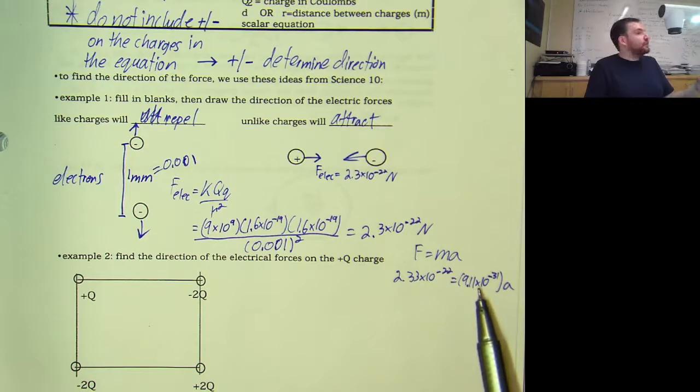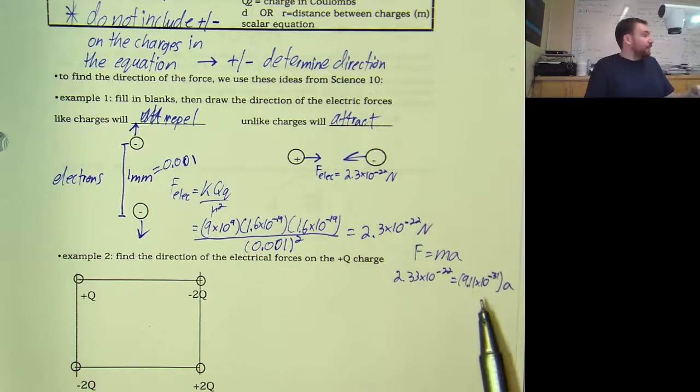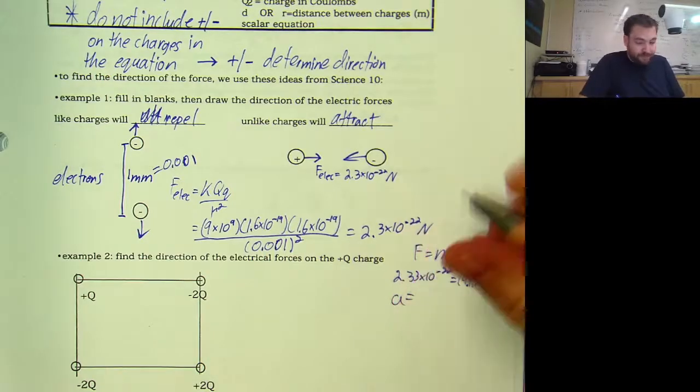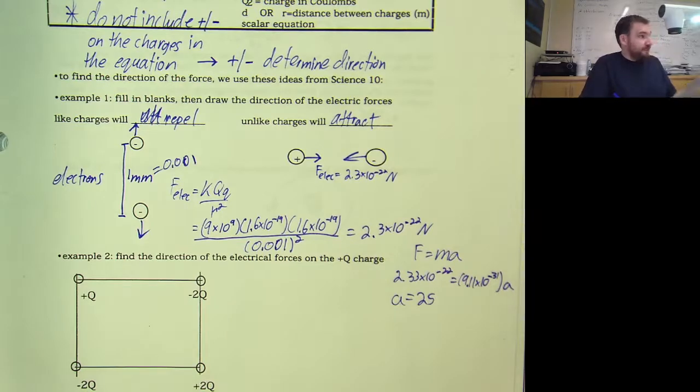That's a very large number. We're in the realm of billions of meters per second squared. So even though the force is very small, the object is even smaller, so the acceleration on that electron is going to be massive. In fact, that number is going to be this. It's not bigger than the speed of light. It's just an acceleration, it's not a speed, it's an acceleration.